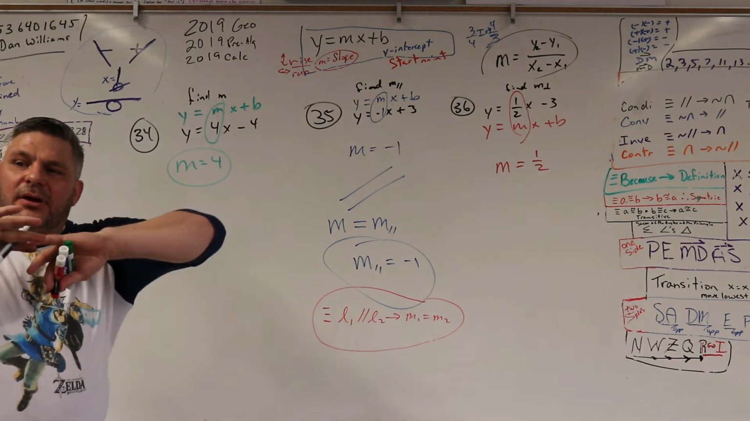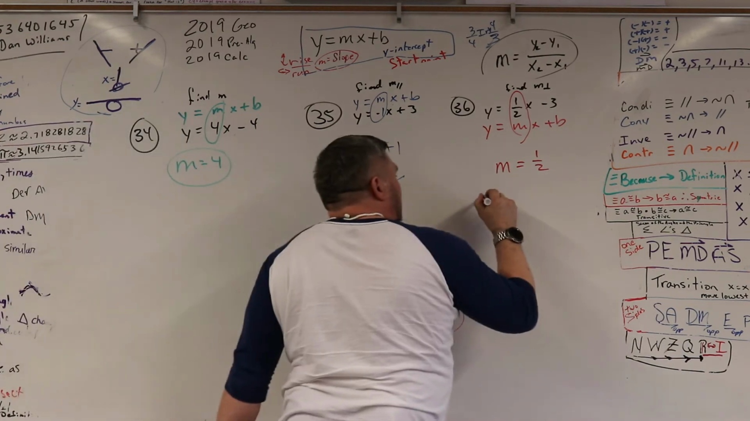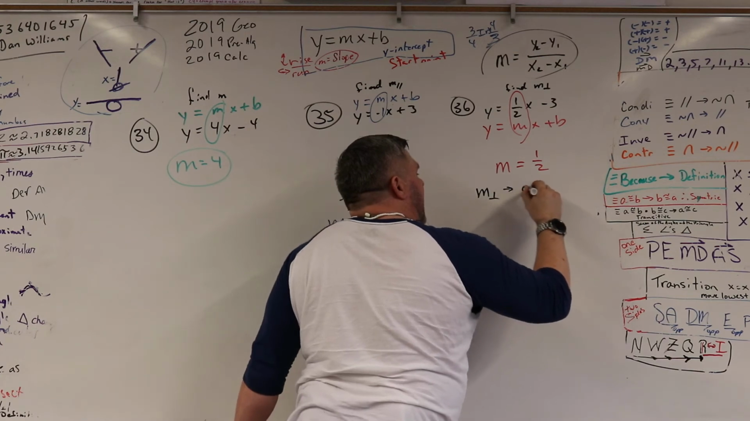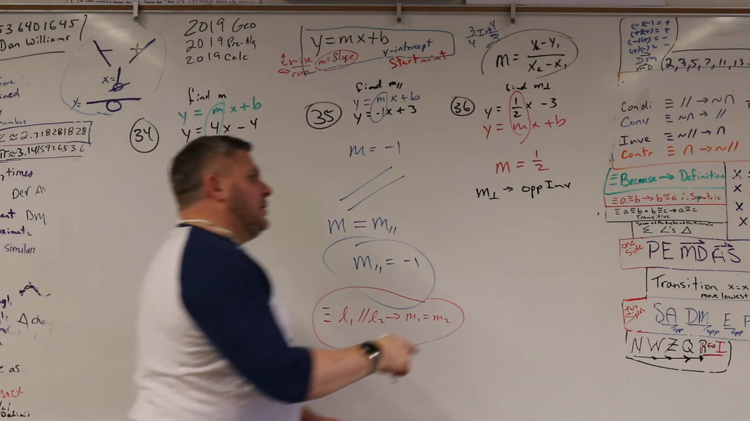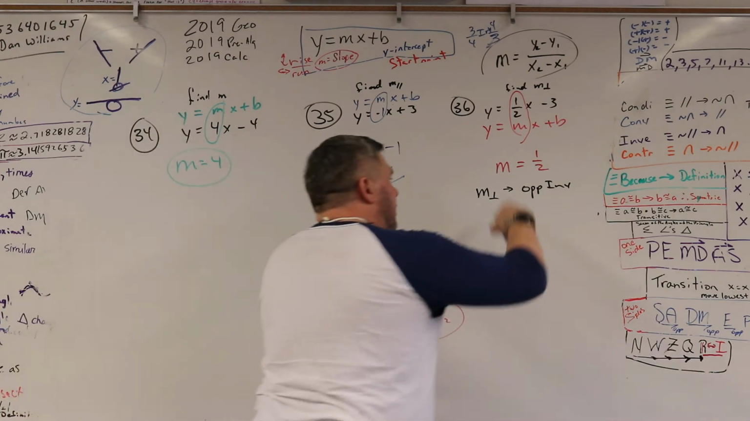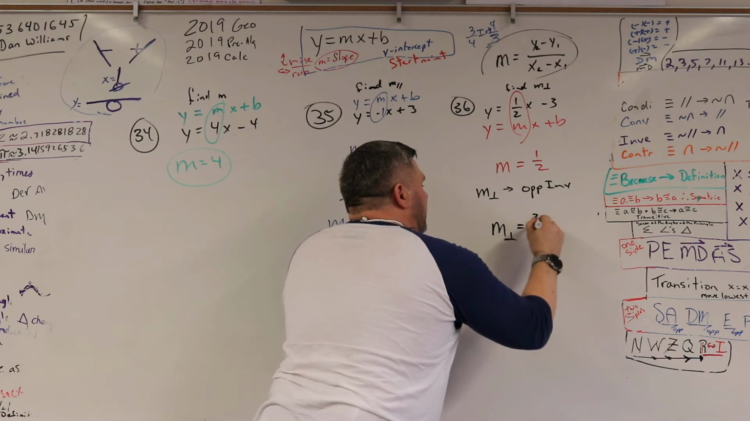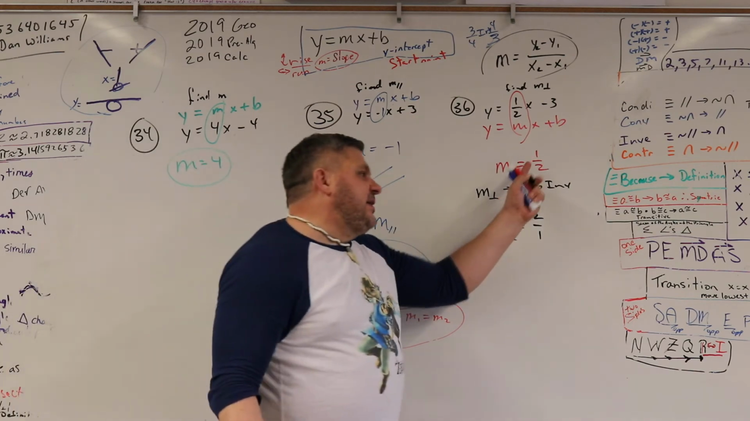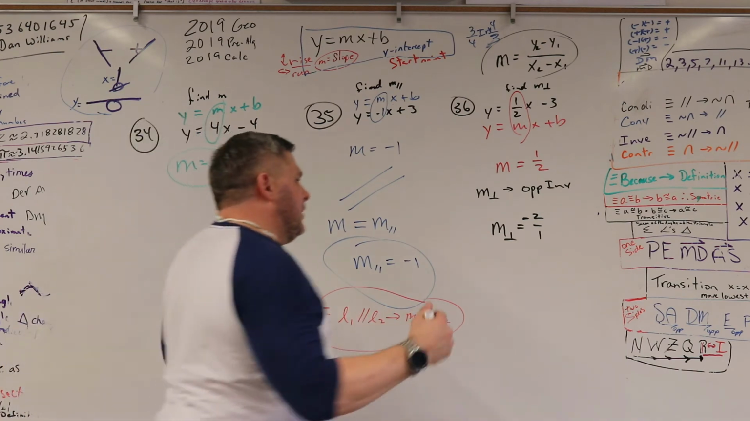But if it's the inverse and it's the opposite, it's what we call the m perpendicular, is the opposite inverse. Okay? In other words, flip it and smack it. M perpendicular would equal 2 over 1, right? You flip it, and then if it's positive, it becomes negative. If it's negative, it becomes positive. And there you go.